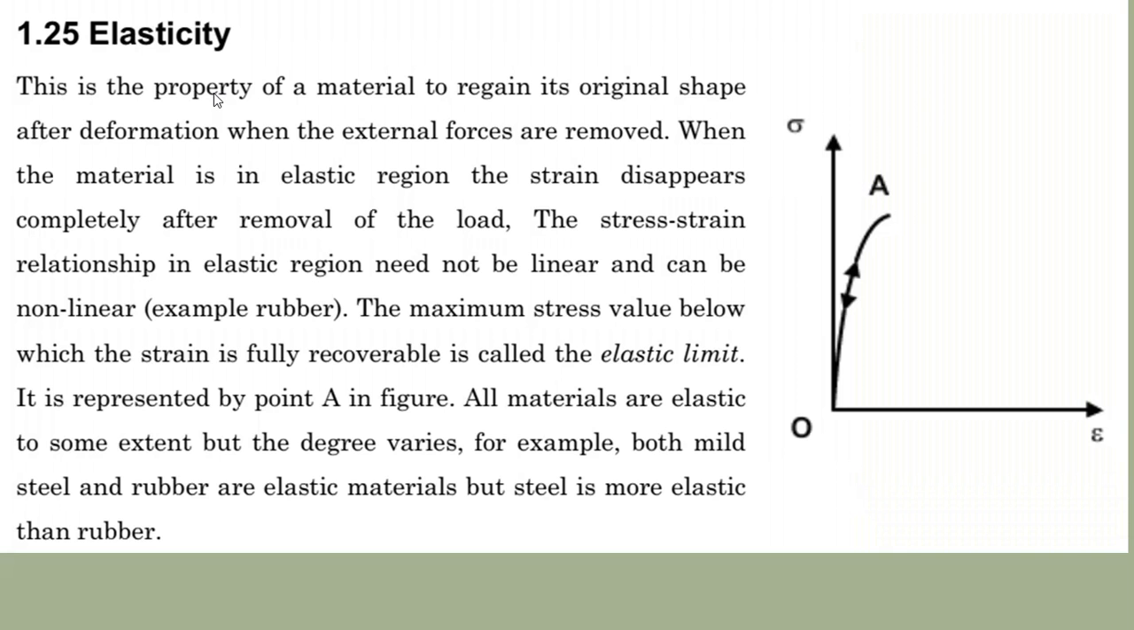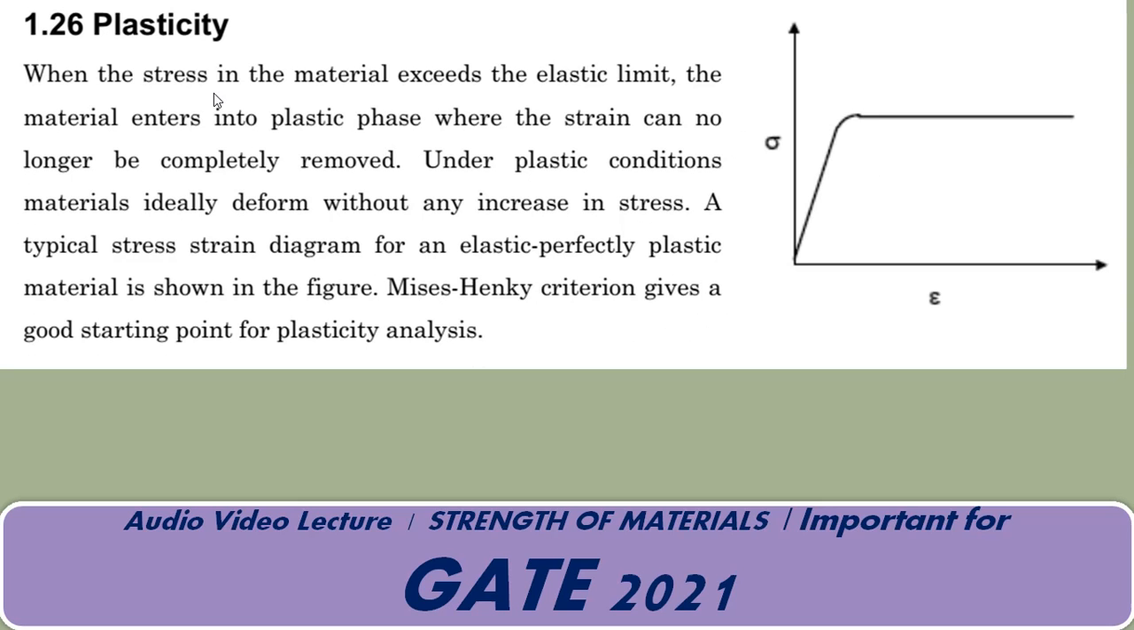So elasticity. So what is elasticity? This is the property of material to regain its original shape after deformation when external force is removed. So rubber may be the example. Then plasticity, when the stress in the material exceeds the elastic limit, the material enters into plastic phase where the strain can no longer be completely removed.